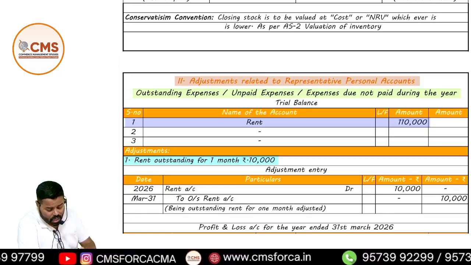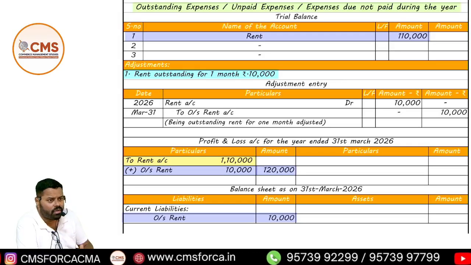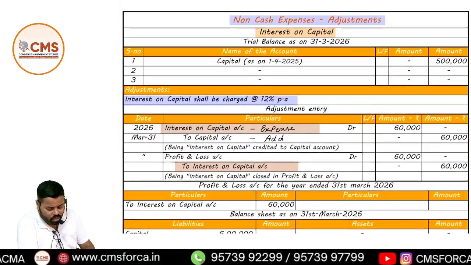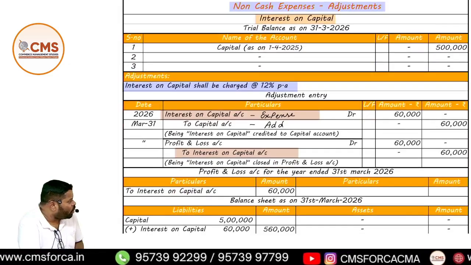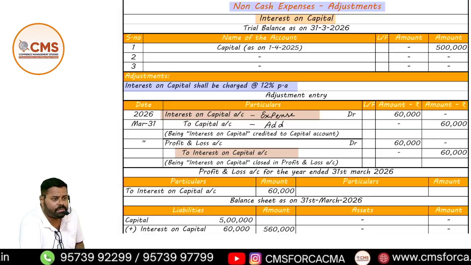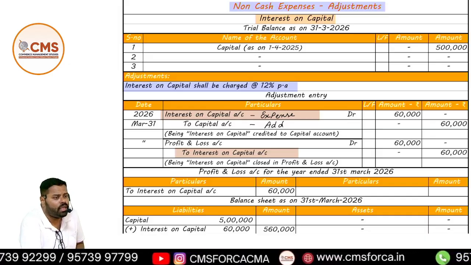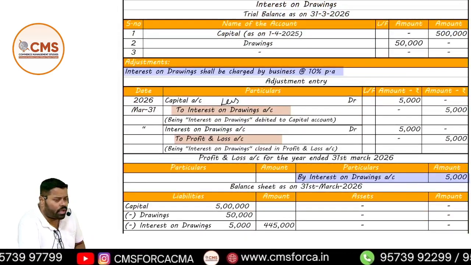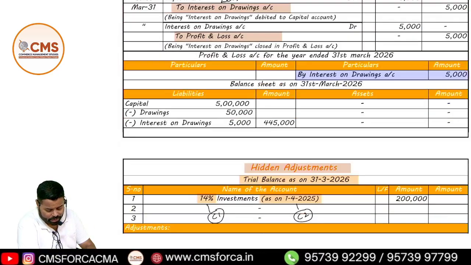Next, adjustments related to what we call represented personal accounts. I don't think any revision is required. We have revised them in great detail. Next, we have seen non-cash expense related adjustments. So what are these non-cash expenses and non-cash incomes? Interest on capital is a non-cash expense. And where is it adjusted? It will be adjusted in the capital account of the proprietor. Next, we have done interest on drawings. It is a non-cash income. It will be deducted from the capital of the proprietor.